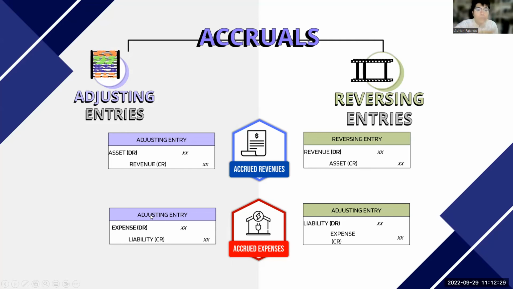So after we close the books, it's a new period, first day of the accounting period, we reverse them. Meaning, literal, i-reverse mo. Si revenue, credit siya, debit na siya now. Si asset, debit siya, credit. So the reversing entry for accrued revenues would be debit revenue, credit asset. Next, accrued expenses. Expenses was debit. So now expenses should be credit. Liabilities is credit. Liability is now debit. So now the reversing entry for accrued expenses would be debit liability, credit expense.